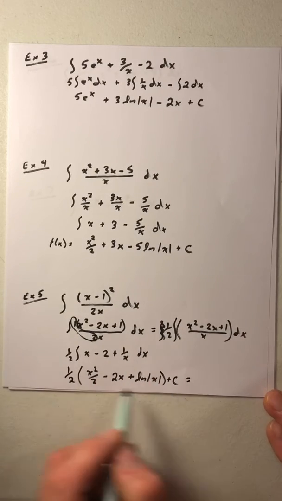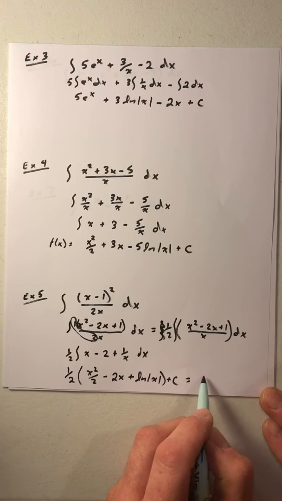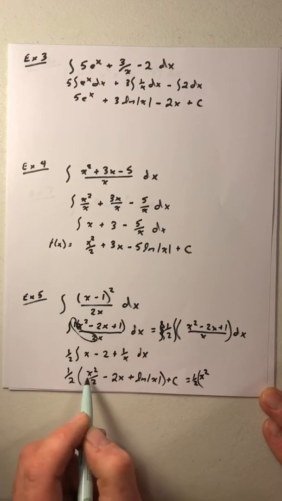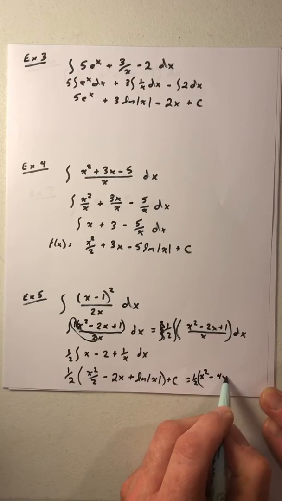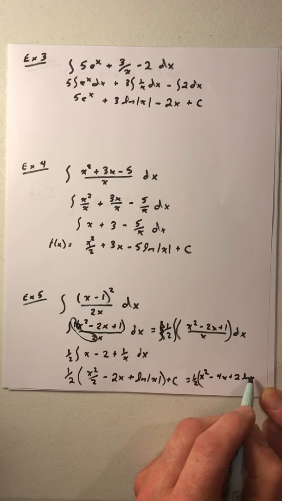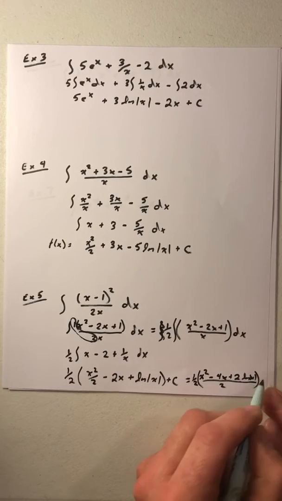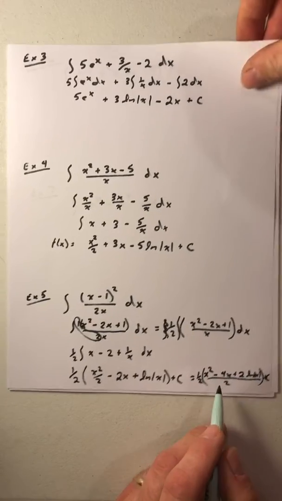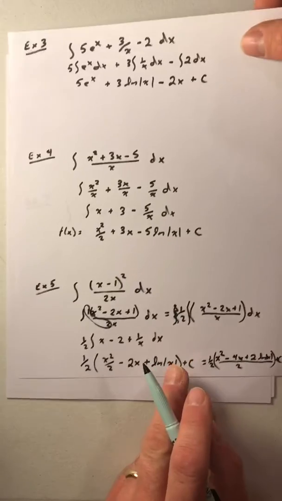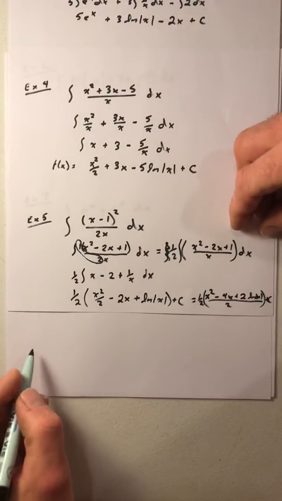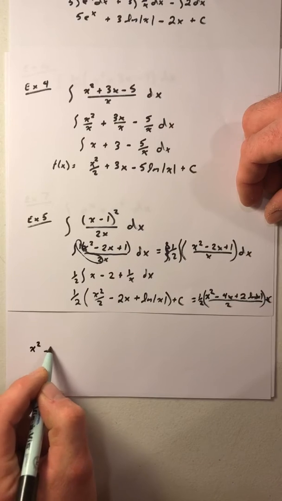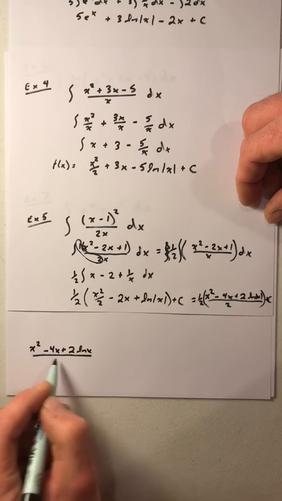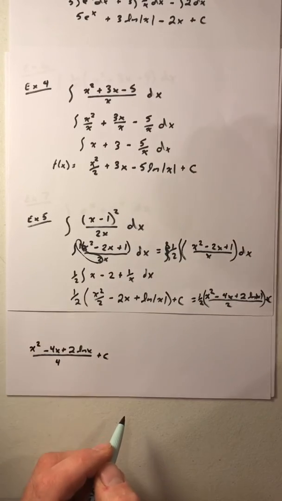We can simplify this and clean this up. We can put a common denominator inside here. So we have x squared minus 4x plus 2 natural logs of x all over 2 plus c. And I can multiply that 1/2 in with that term. And we'll see that we have x squared minus 4x plus 2 natural logs of x divided by 4 plus c.